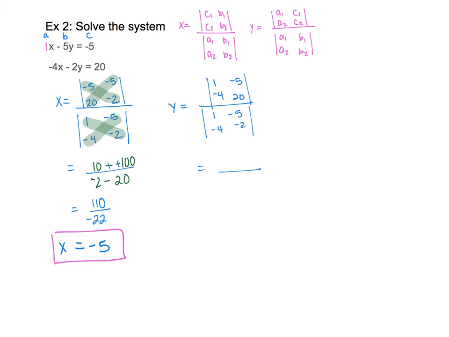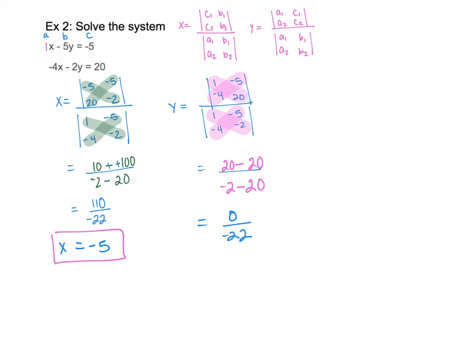Now this other one here, I can just work it out. So I'm going to have 1 times 20, which is 20, minus negative 5 times negative 4 gives me positive 20. And then the bottom's 1 times negative 2 is negative 2, minus negative 5 times negative 4 gives me minus 20. So in this case here, I have 20 minus 20, which is 0 on top. And then negative 2 minus 20 is negative 22.